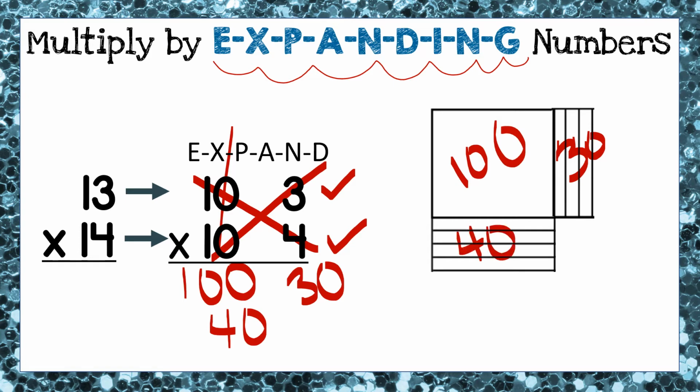And the last part of multiplication I have to do is 4 times 3, and that is 12. So I'm going to add 12 units to my model. And as you can see, my model is complete with the multiplication that I just did with 13 times 14.